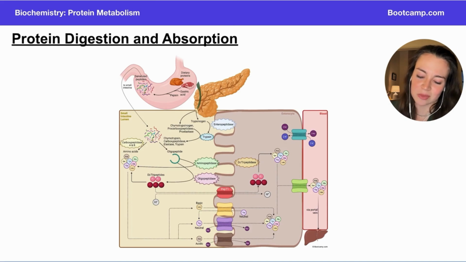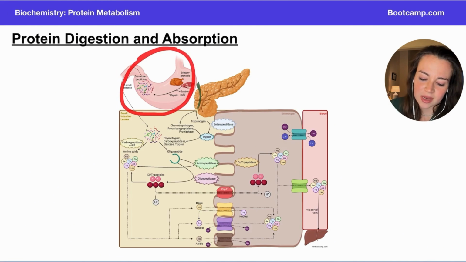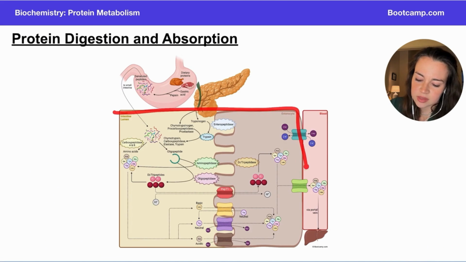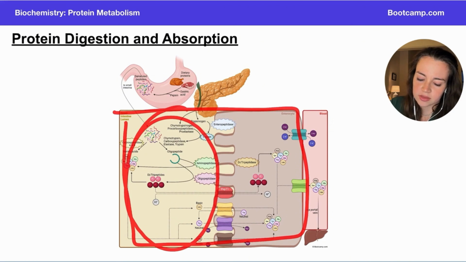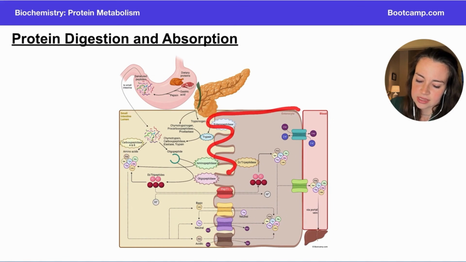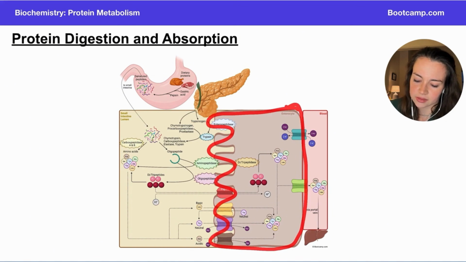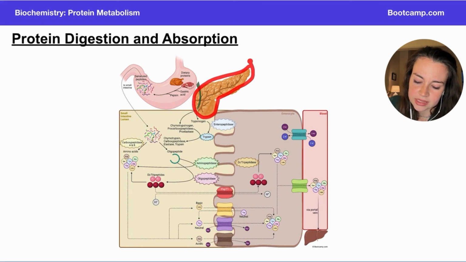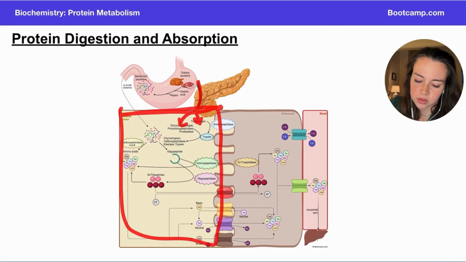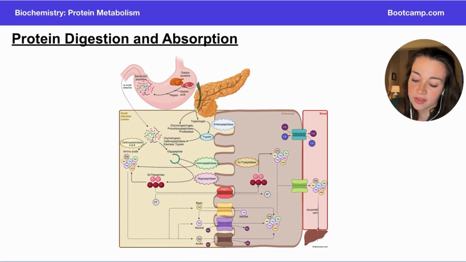All right, so here's our diagram of what's going on. We've got the stomach up here, and then this is going to be the intestine. So here's the lumen of the small intestine, and here is the enterocyte, or the intestinal cell. This up here is the pancreas, and you can see the pancreas secreting its pancreatic enzymes into the lumen of the intestine. And then over here we've got the bloodstream, which will include the portal vein.